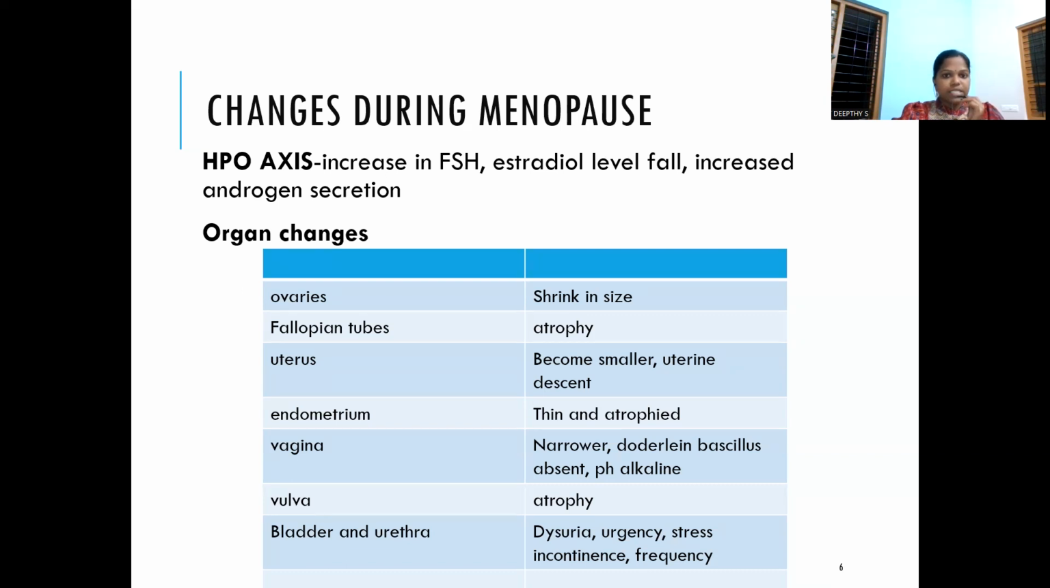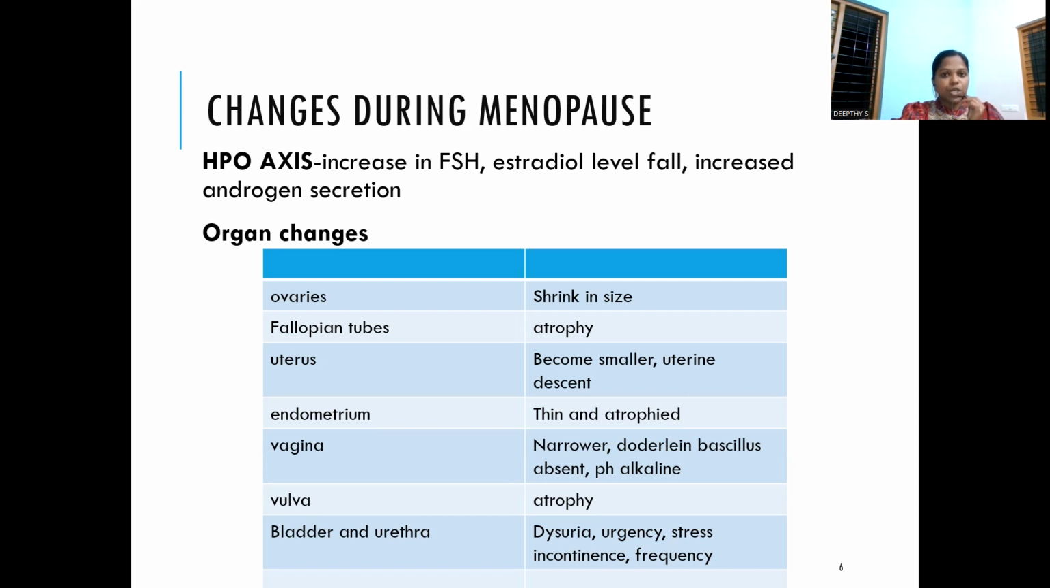The changes in the ovaries is that the ovaries shrink in their size. The ovarian follicles do not respond to the pituitary hormones. Then coming to the fallopian tubes, the fallopian tubes nearly go to a stage of atrophy. The cilia is almost absent in the fallopian tube. We all know that the cilia is present inside the lumen of the fallopian tube for the normal transport of the sperm. So at menopause, there is absence of cilia of fallopian tube and the fallopian tube gets atrophied.